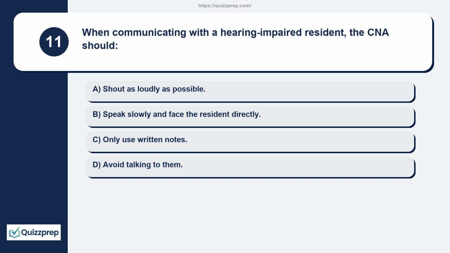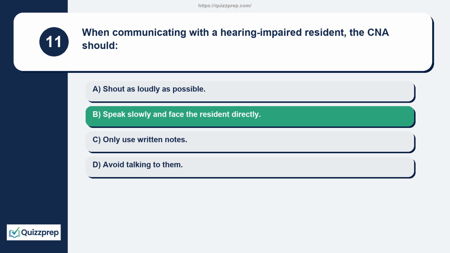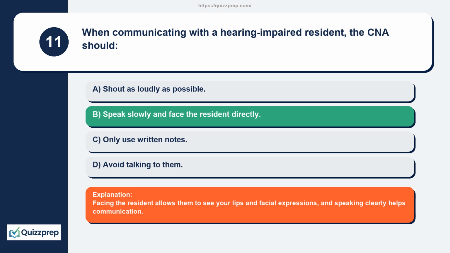Question 11. When communicating with a hearing-impaired resident, the CNA should shout as loudly as possible. Speak slowly and face the resident directly. Only use written notes. Avoid talking to them. Facing the resident allows them to see your lips and facial expressions, and speaking clearly helps communication.